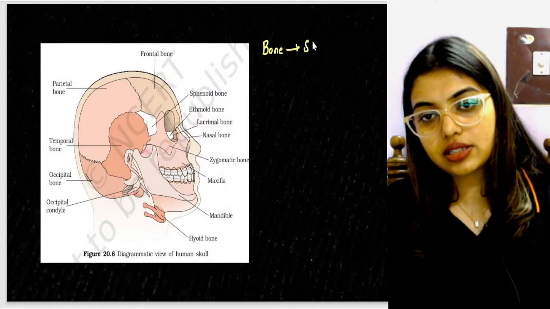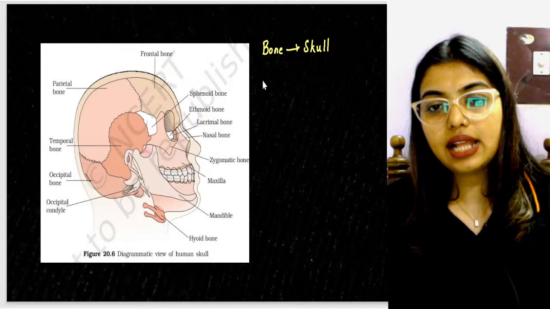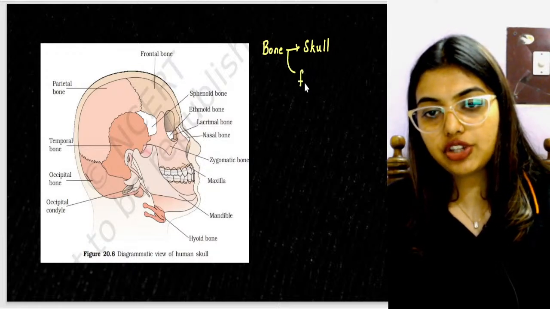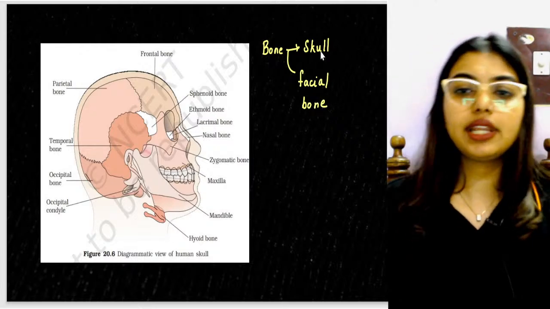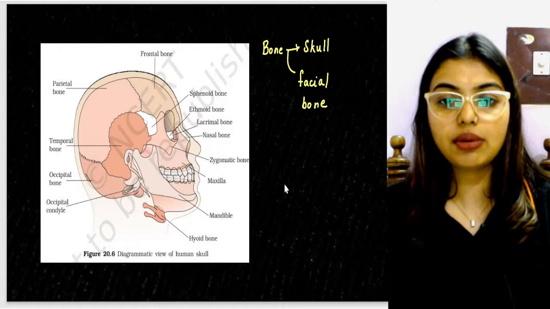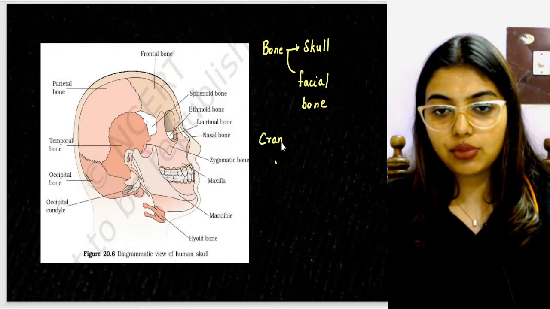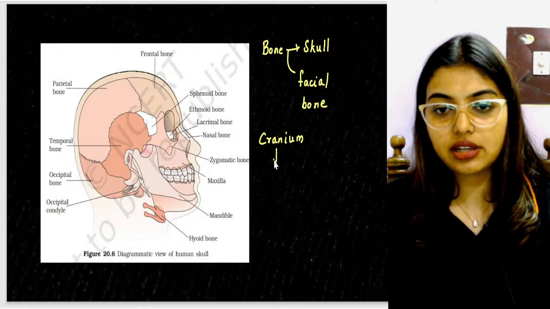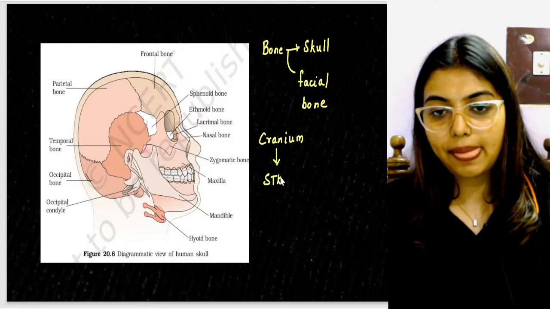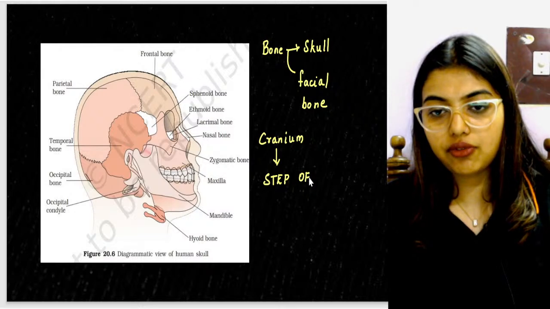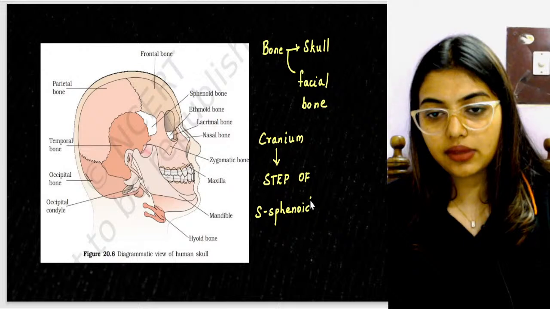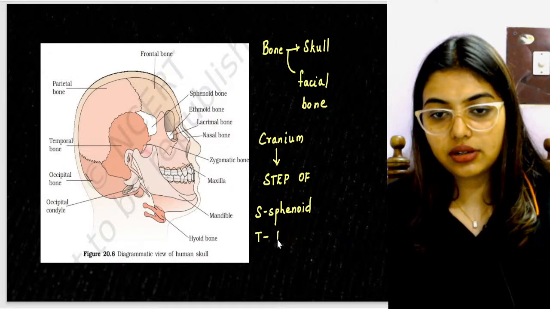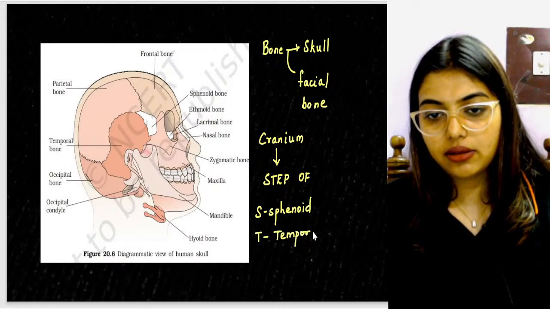Bones of your skull, or the brain box, and second is going to be the facial bones. Okay, facial bones. Now skull, cranium. So cranium, students, to remember, there is a trick. What is the trick? Step off. S stands for sphenoid. T stands for temporal. E stands for ethmoid.